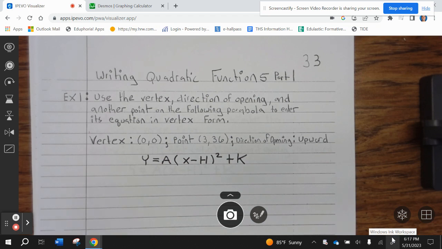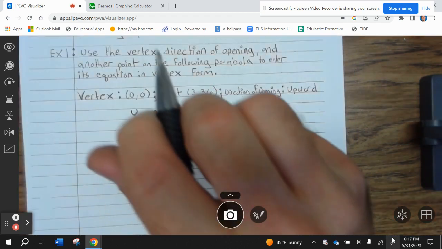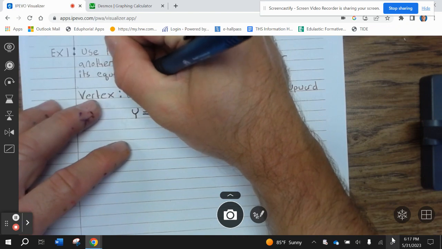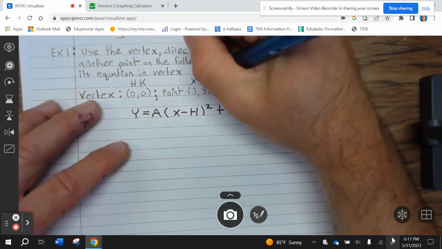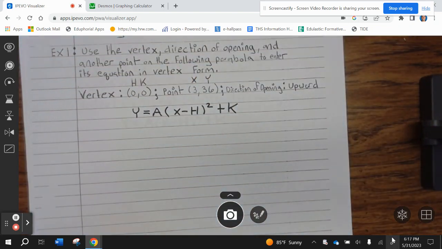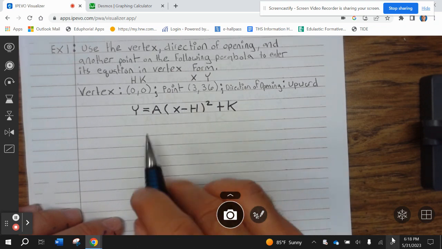Okay, journal page 33, Writing Quadratic Functions, Part 1. Use the vertex, direction of opening, and another point on the following parabola to enter its equation in vertex form. So we're given the vertex, which is h and k, and then we're given a point, which is x and y. We know the direction is opening upward, so now we substitute these values in and solve for a.